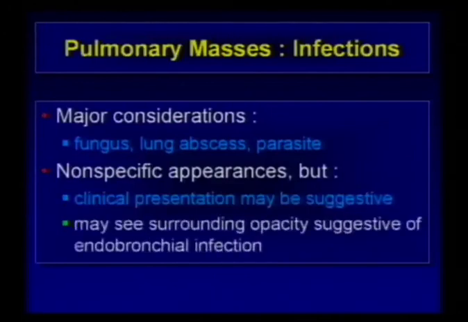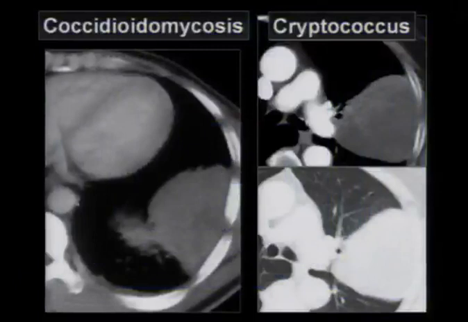You also may see other findings on the scan that would suggest something inflammatory. So a lot of surrounding consolidation, or maybe endobronchial spread with a tree-in-bud pattern surrounding the abscess. That would be a good indicator you're dealing with an infection and not a malignancy.